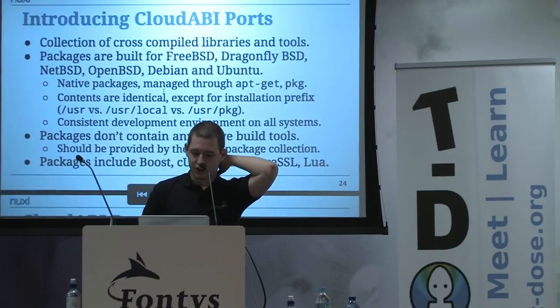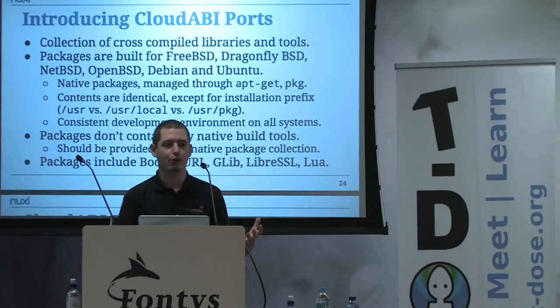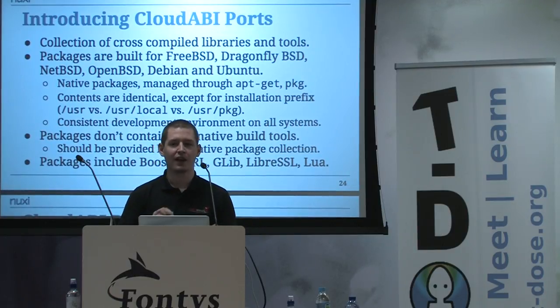And what happens is, CloudABI Ports builds all of these packages in a very controlled environment that makes sure that the cross-compiler is all set up correctly. And then it generates packages for a whole bunch of operating systems. So it generates .deb files that you can just install in your Debian system using apt-get. It creates FreeBSD packages that you can just install on FreeBSD using the pkg command line tool.